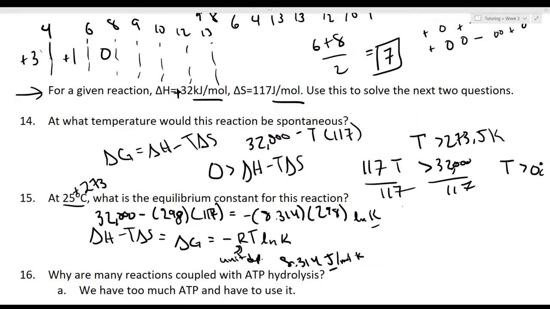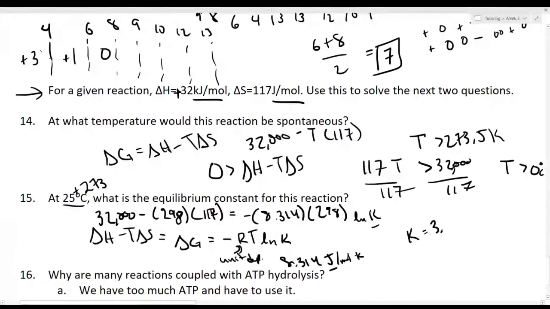Okay. Okay. And so the answer ends up being about 3.2.